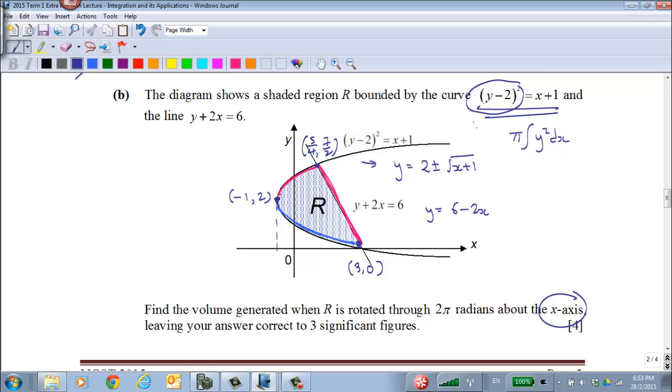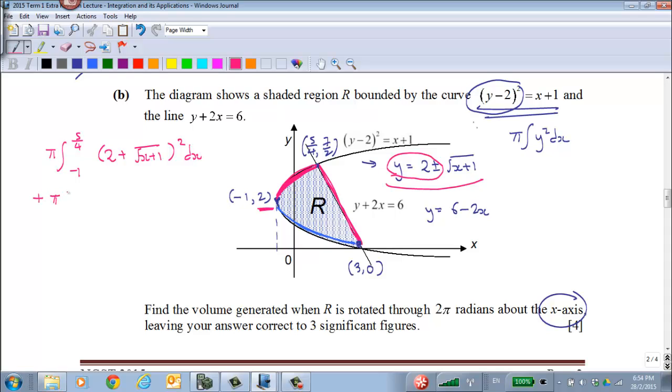So we will integrate from minus 1 to 5 over 4 using this particular curve here. To use this curve, you realize that this expression is y equals 2 plus minus. Take note, it's the y value 2 plus minus. If you look at this part of the curve here, do you realize that it's above the value y equals 2? And therefore, you should take the plus square root expression. Then I'll square it, then dx.